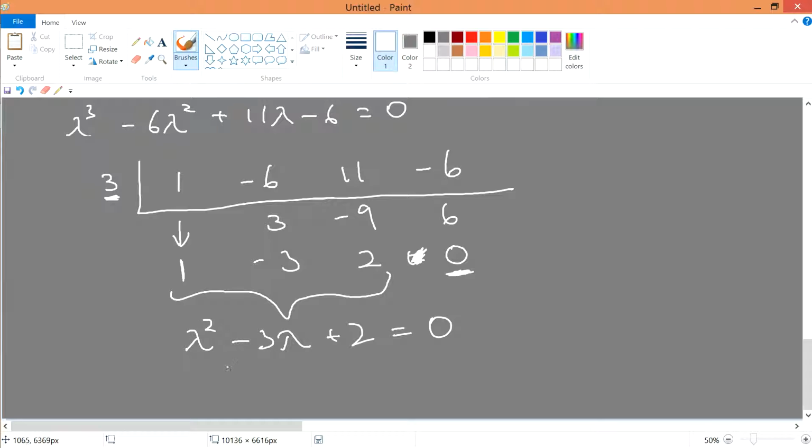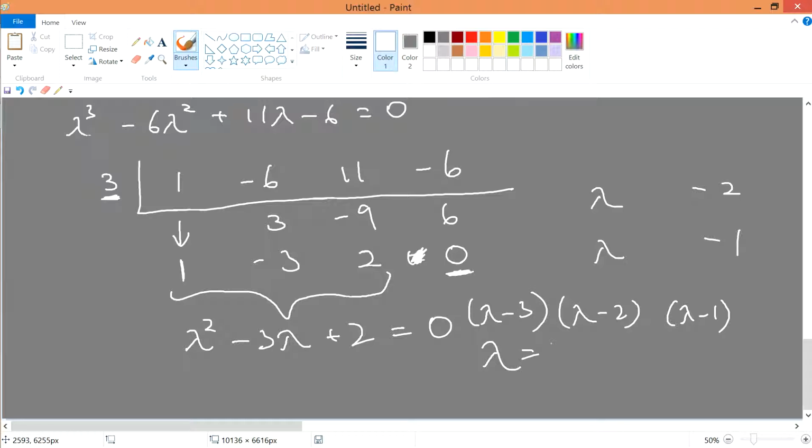Never mind, let's do it together. Lambda, lambda, and then I take the coefficients 2 and 1. I know that this is negative, so I can just take these as negatives, and I'll have lambda minus 2 and lambda minus 1. And I also know that I have lambda minus 3. So lambda is equal to 3, 2 and 1.